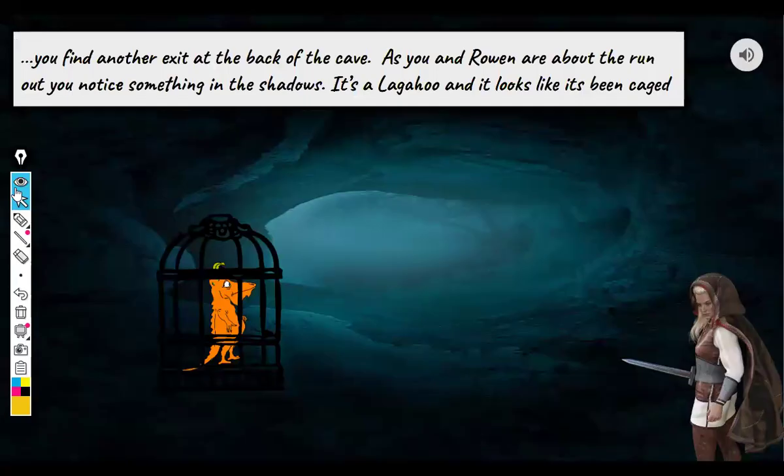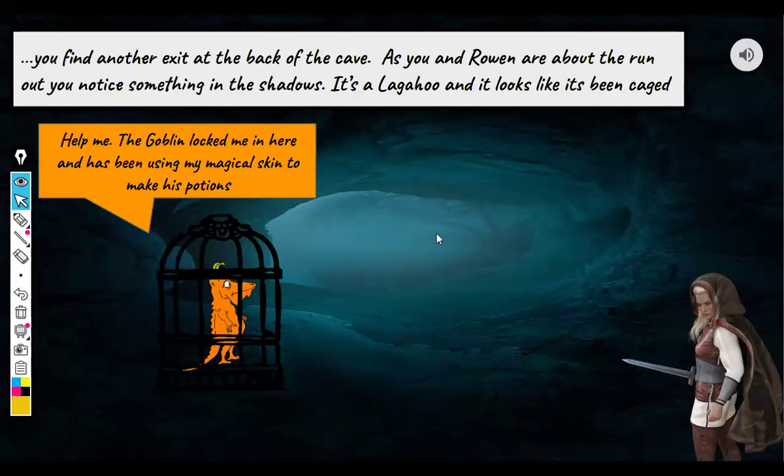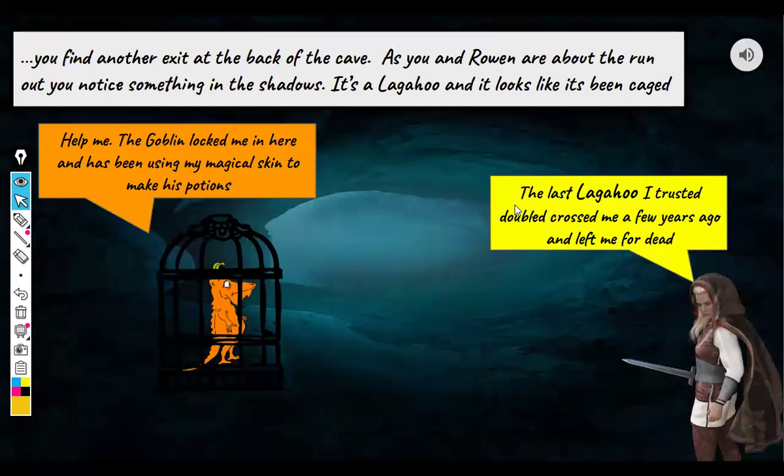So you and Rowan, but that's Rowan there. So two of you found an exit to the back of the cave, but you all also found a lagger who is being held captive. And of course, we have to make a choice here, whether we're going to release or help the lagger escape. But obviously, we're going to be taking a chance because Rowan has said that in the past, another lagger double-crossed her and left her for dead.